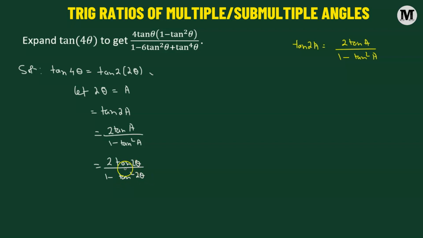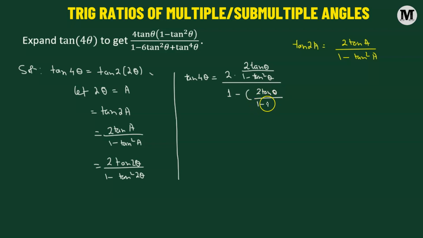So what we can do is again expand tangent of 2 theta. This is going to give us, tangent of 4 theta will now be equal to 2 times tangent of 2 theta, but tangent of 2 theta can be expressed as 2 times tangent of theta divided by 1 minus tangent squared theta. Now we'll have to do that to the denominator as well. So we have 1 minus tangent squared 2 theta, but tangent 2 theta can be expressed as 2 times tangent theta divided by 1 minus tangent squared theta, whole squared.